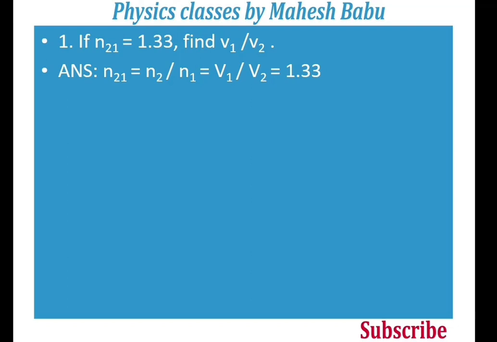V1 by V2 equals 1.33. If they asked V2 by V1, we should write 1 by 1.33.